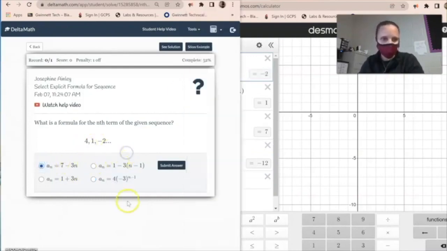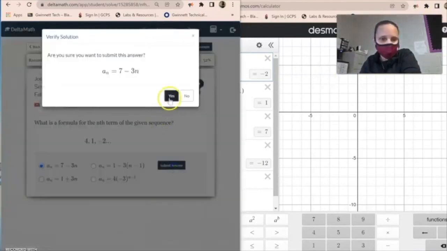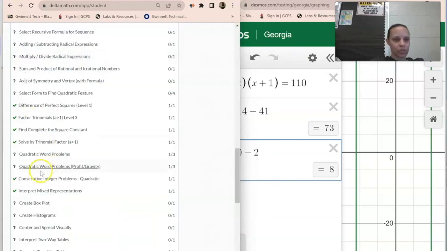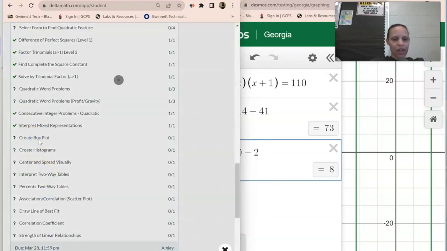I'm tripping. So remember, N is just the number of terms. So this is the first one, the second one, and the third one. So when you substitute the first term, do I get 4 as the answer? When I substitute this for the second one, do I get 1 as the answer? When I put the third one, do I get negative 2? Okay, that's really all that you're doing. And then once you do that, you match it up. Just make sure that you actually read the question to see what the question is asking, and then you should be good. All right, create a box plot.